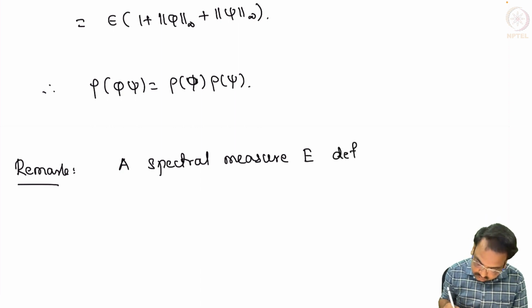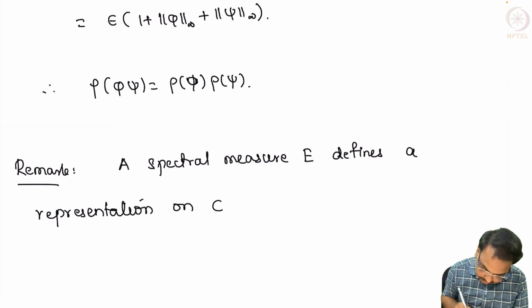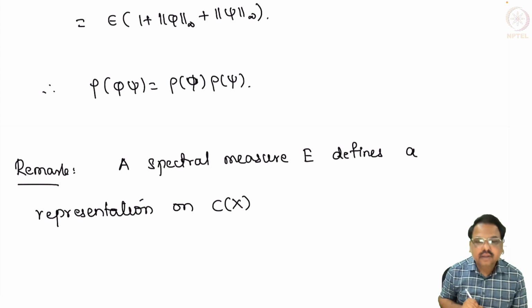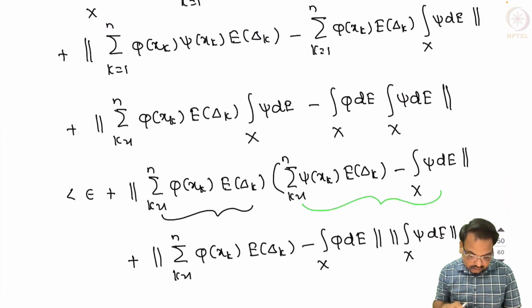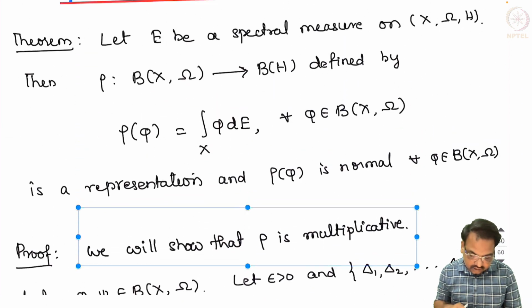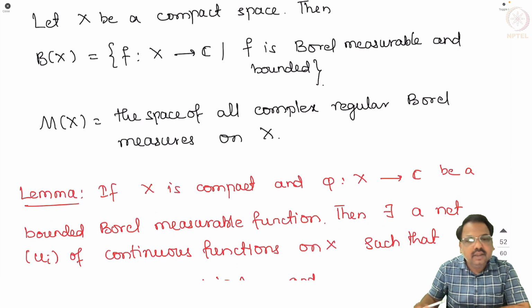defines a representation on C(X), because C(X) is a subset of B(X, Ω). Okay, that means given any spectral measure, we can get a representation. Now we want to look at the converse question. So before looking at the converse part, let us fix these two notations.